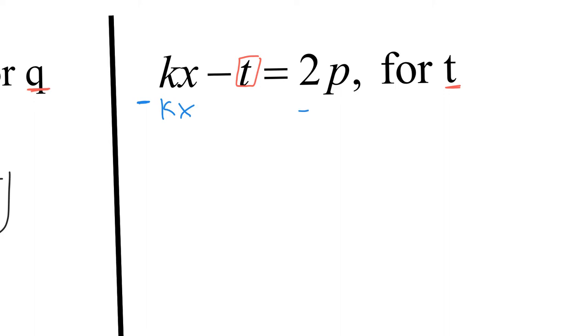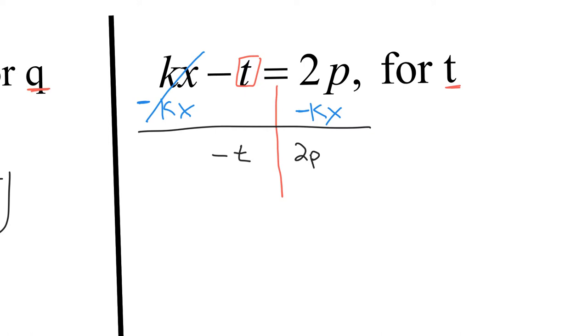And I'm going to do the same thing to the other side. So minus kx over here. You can put the line under the equal sign. So we can cancel this kx right here. You bring down the negative t, and on the other side, remember, this here is p. These two terms or variables, p and kx, are not like terms. So I am going to write 2p minus kx. They're not the same term, so you put them side by side.